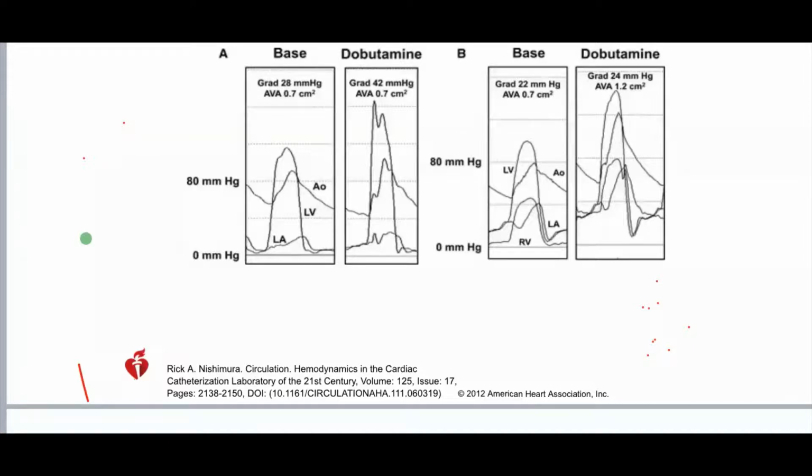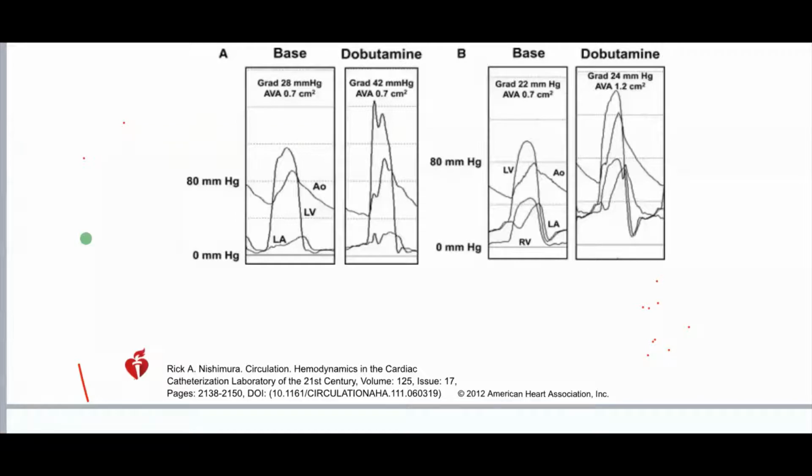Exactly. And this is exactly what we are looking for in the dobutamine echo. We are trying to elicit the same data. We are giving the dobutamine in incremental doses by infusion, and we are checking the gradient and the area. True severe aortic stenosis is defined as we get a contractile reserve of more than 20%, the gradient goes high to 40 mean, and the area remains the same. Okay? If the gradient goes high, but the area opens up, meaning that it wasn't true stenosis.